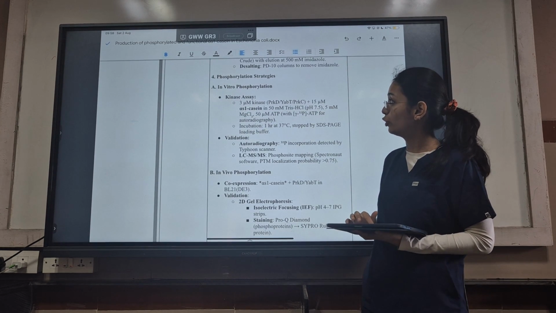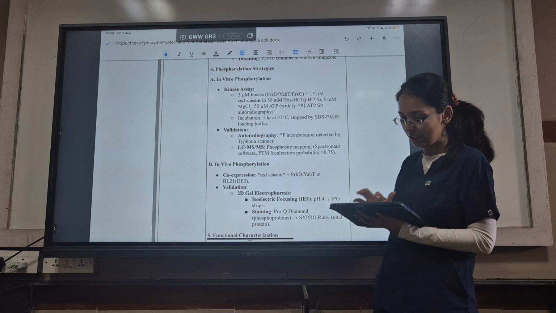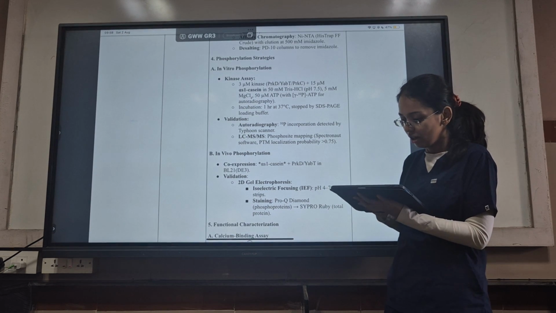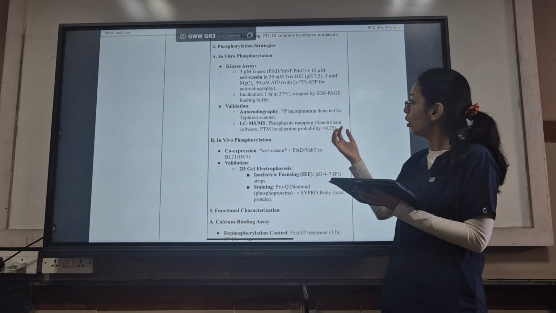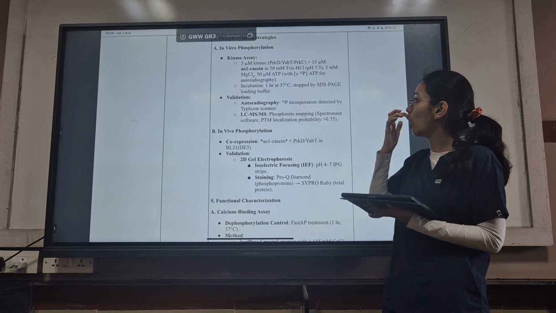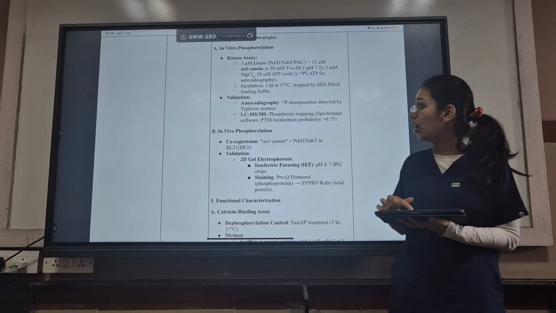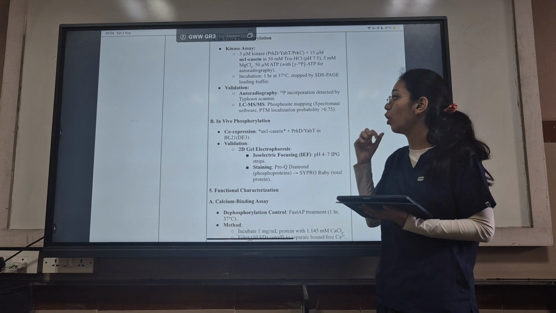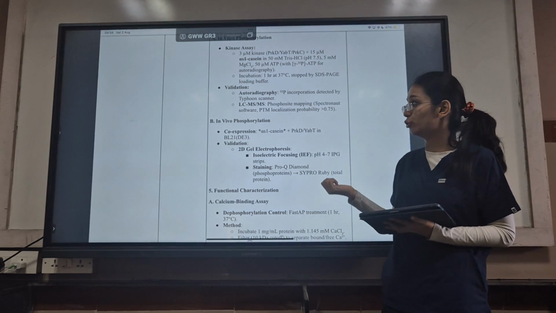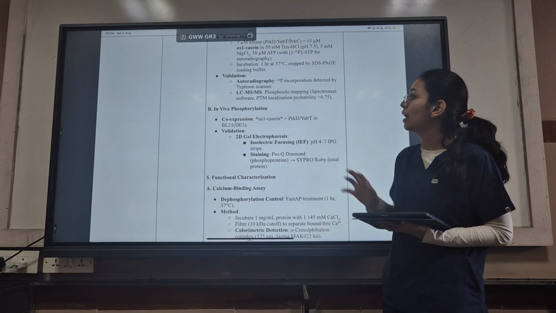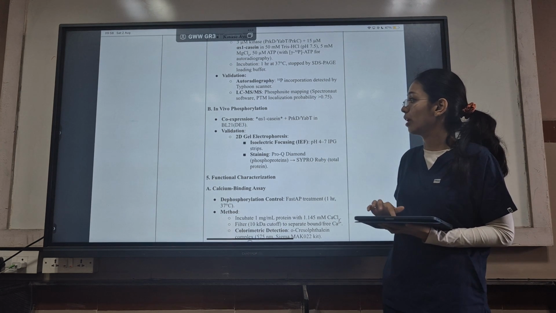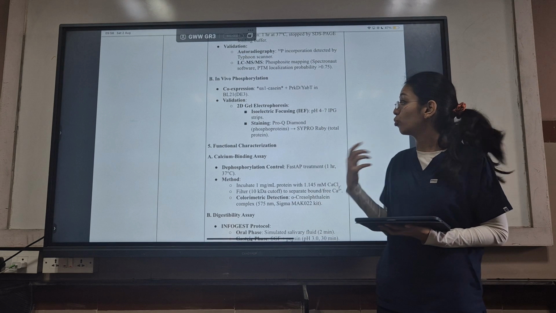They also had phosphorylation strategies like kinase in vitro phosphorylation. They did a kinase assay which was incubated for 1 hour at 37 degrees Celsius and stopped by SDS-PAGE loading buffer. Validation was also done using autoradiography through radioactive phosphate incorporation, which was detected by a Typhoon scanner, and LC-MS mapping was done. The phosphosite mapping was also done.